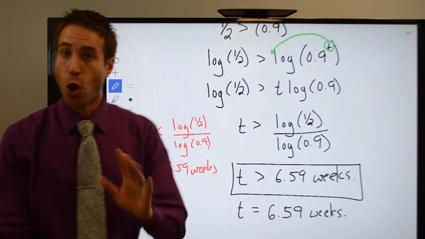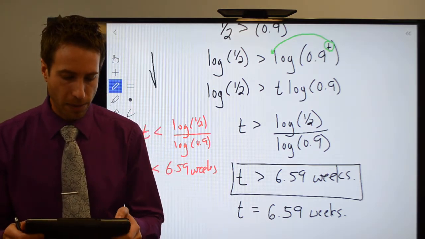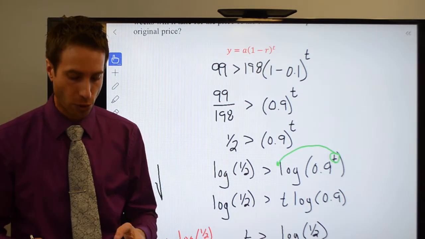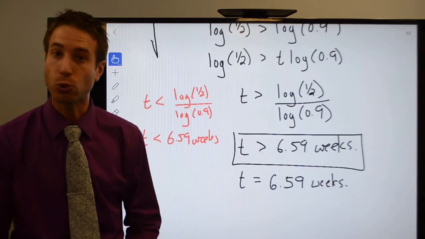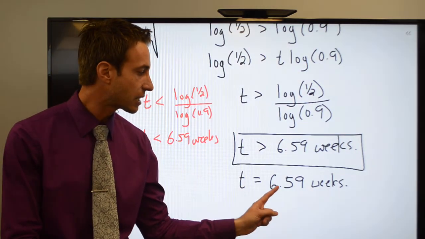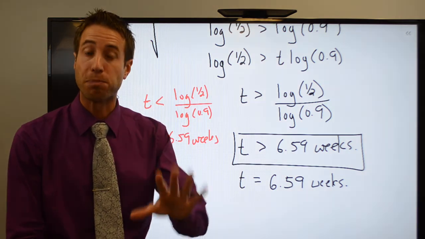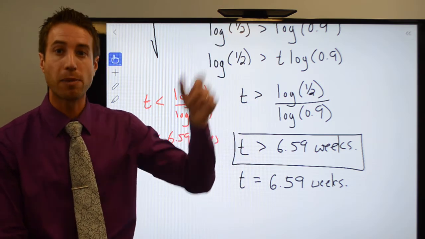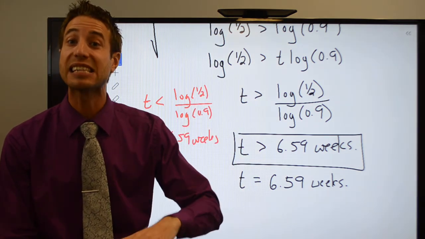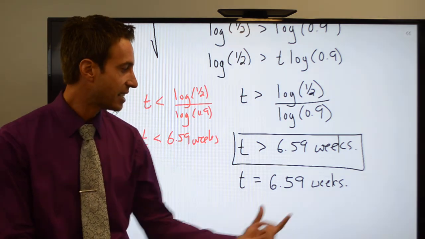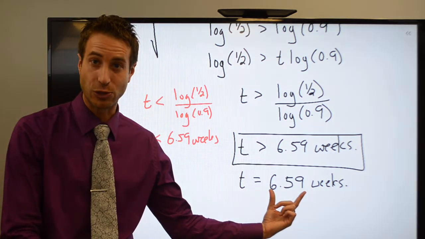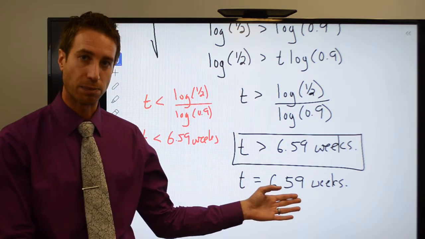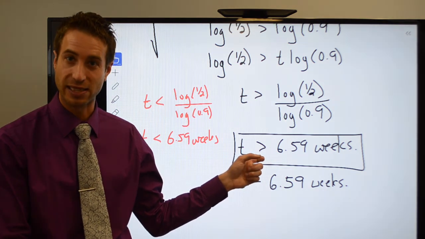What does that mean? Well, remember what we did in the original problem up here. What we did is we plugged in half the original price. So if you did an equal sign, what you have found is that at 6.59 weeks, the price of the camera is half the original price. You go back to the problem, and I want to know how long it would be before the camera is less than half the original price. Since it takes about 6.6 weeks for it to be half, you know it would have to be greater than 6.59 weeks, and you still get the same answer I get.